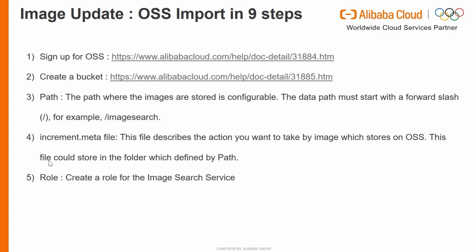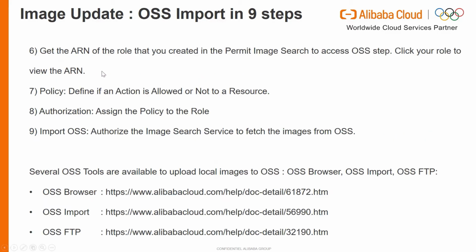Then you have to define the increment.meta file. This is a JSON format file. Inside of the file, you have to define the list of products and the list of the photos associated. Then you have to configure the security part. You have to define the role for the image search service. Then get the security number of the role to set up the OSS import. The policy is the definition of an action to a resource. Then you have to assign the policy to the role. Finally, you can configure the OSS import interface.